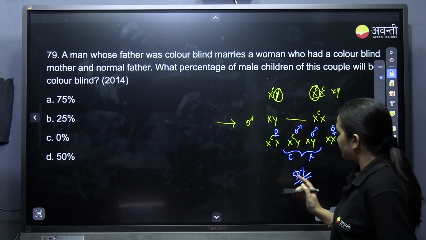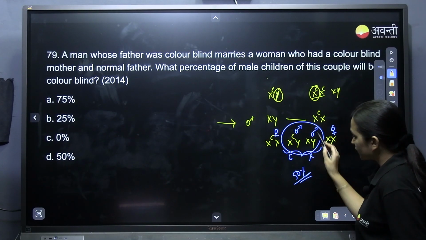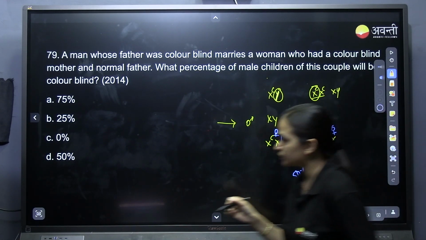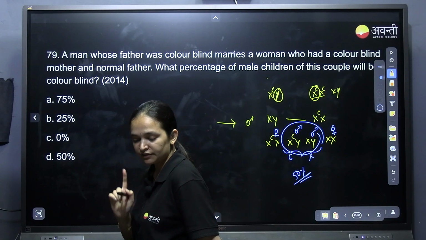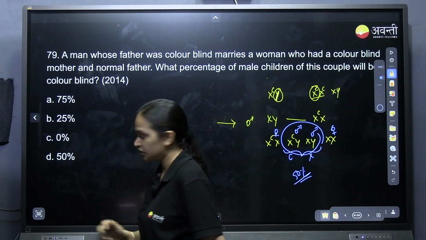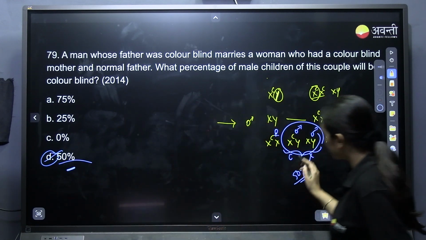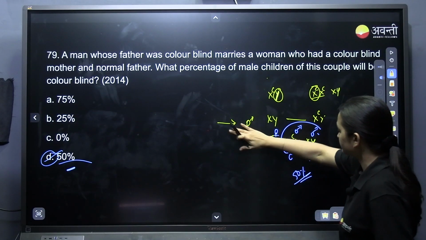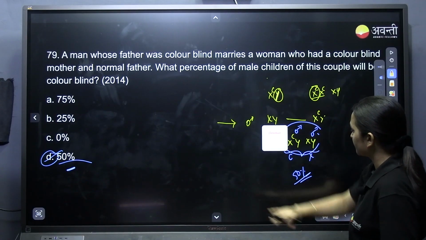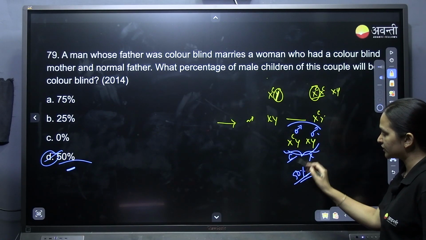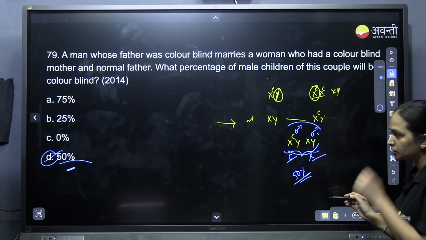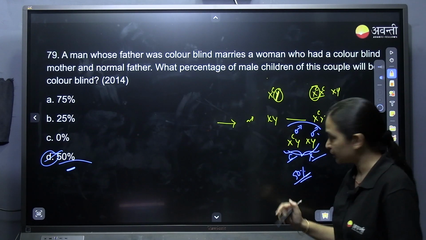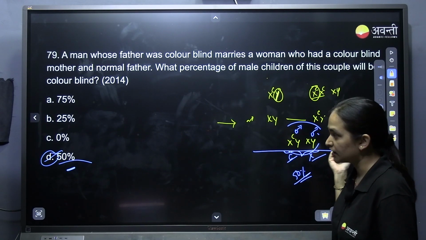See, if you need to consider only male children, okay? Sometimes what we tend to do, we tend to consider females also, then we will get 25% here. But no, understand where you may make a mistake. Only consider male children, remove this. In male children, one is colorblind and one is normal, which means there is a 50% chance of male children being colorblind, not 25. Don't consider everything, then the answer would go wrong.